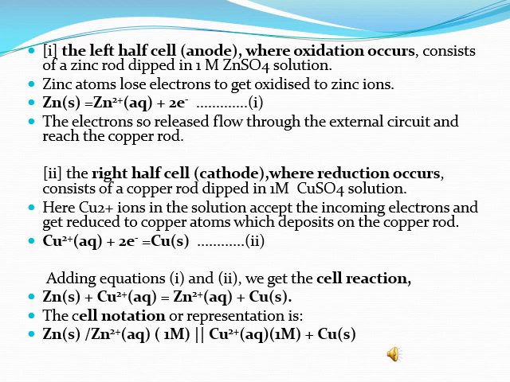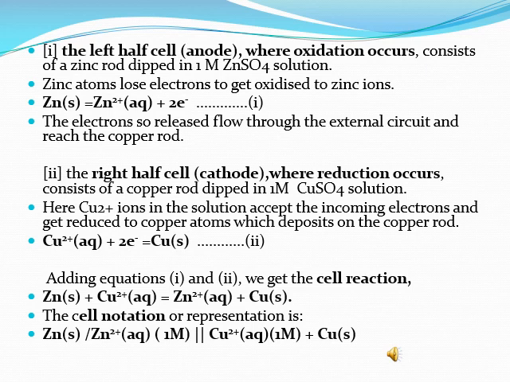cathode. Now the right half cell is your cathode where reduction occurs. It consists of a copper rod dipped in 1M copper sulfate solution. Here copper ions in the solution accept the incoming electrons and get reduced to copper atoms, which deposits on the copper rod. The equation you can see, Cu2+ ions are gaining 2 electrons and forming copper solid.